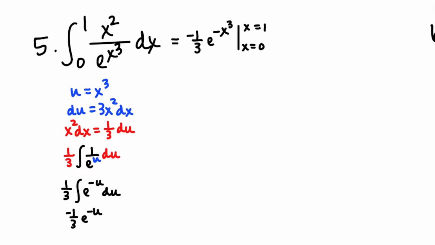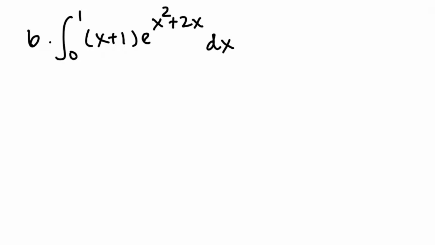And so if I plug in x equals 1, that's -1/3 e to the -1, and then I'm going to subtract, and that would be -1/3 e to the 0, so minus -1/3 is plus 1/3, and there you go, you got yourself an answer.